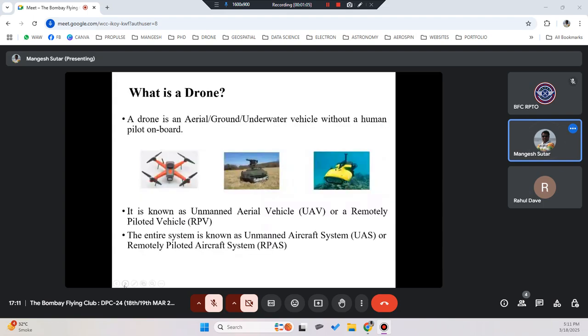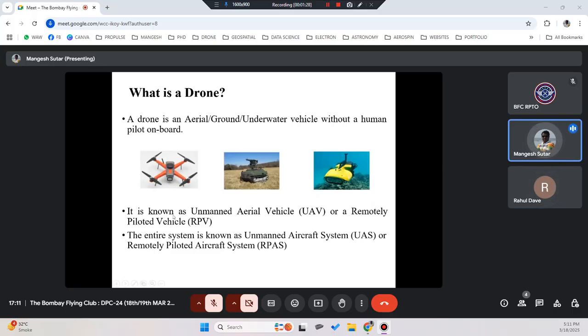Okay. So what is a drone? A drone is an aerial, ground or underwater vehicle without a human pilot on board. So it could be a drone flying in the air, it could be on the ground moving on its own, or it could be like a mini submarine, underwater drones.